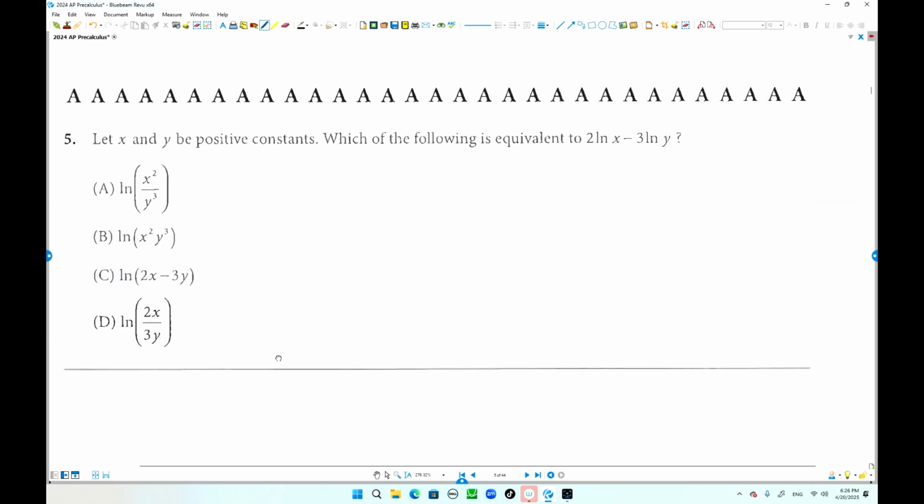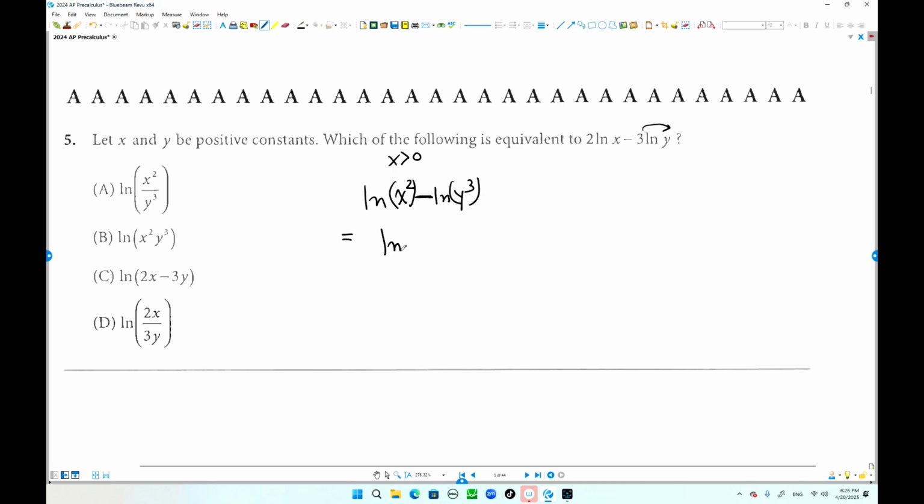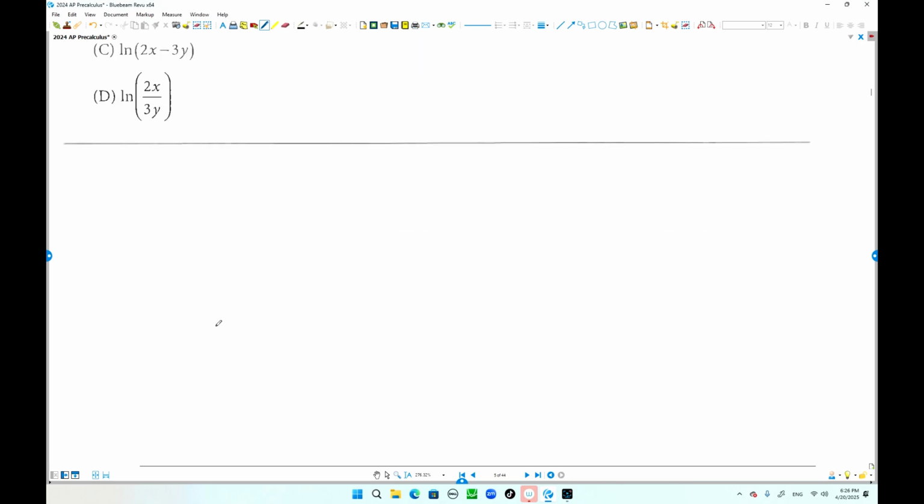Number 5, the equivalent expression. 2 ln x is actually ln x squared, and we know that x cannot be negative, so x is positive. The second one, moving y to the back, is minus ln y cubed. Minus means a quotient: x squared over y cubed. Option A is the answer.